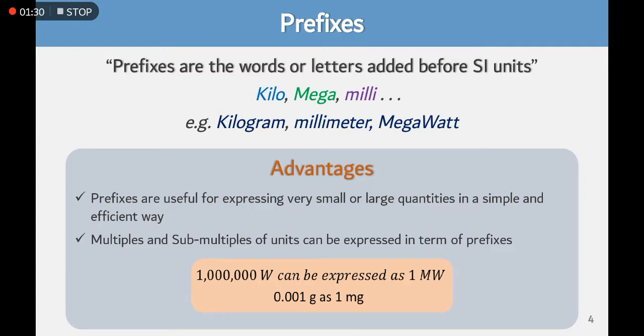Consider an example below in which we have 6 zeros watt and we are interested to express it in terms of prefixes. We can write it as 10 raised to the power 6 watt, and 10 raised to the power 6 is equal to 1 mega. So in terms of prefixes, we can write it as 1 megawatt. Similarly, we have an expression like 0.001 grams. We can write it as 1 into 10 raised to the power minus 3. As we know that 10 raised to the power minus 3 is milli, it can be expressed in terms of prefixes as 1 milligram.